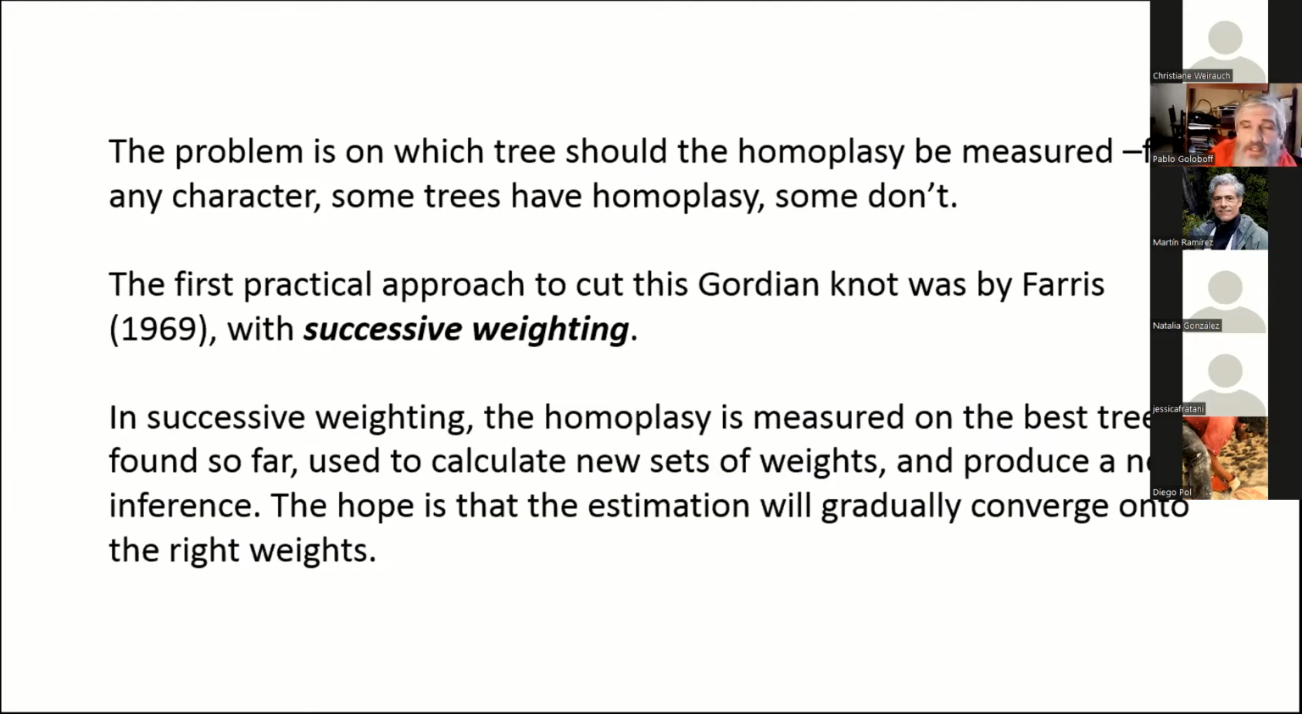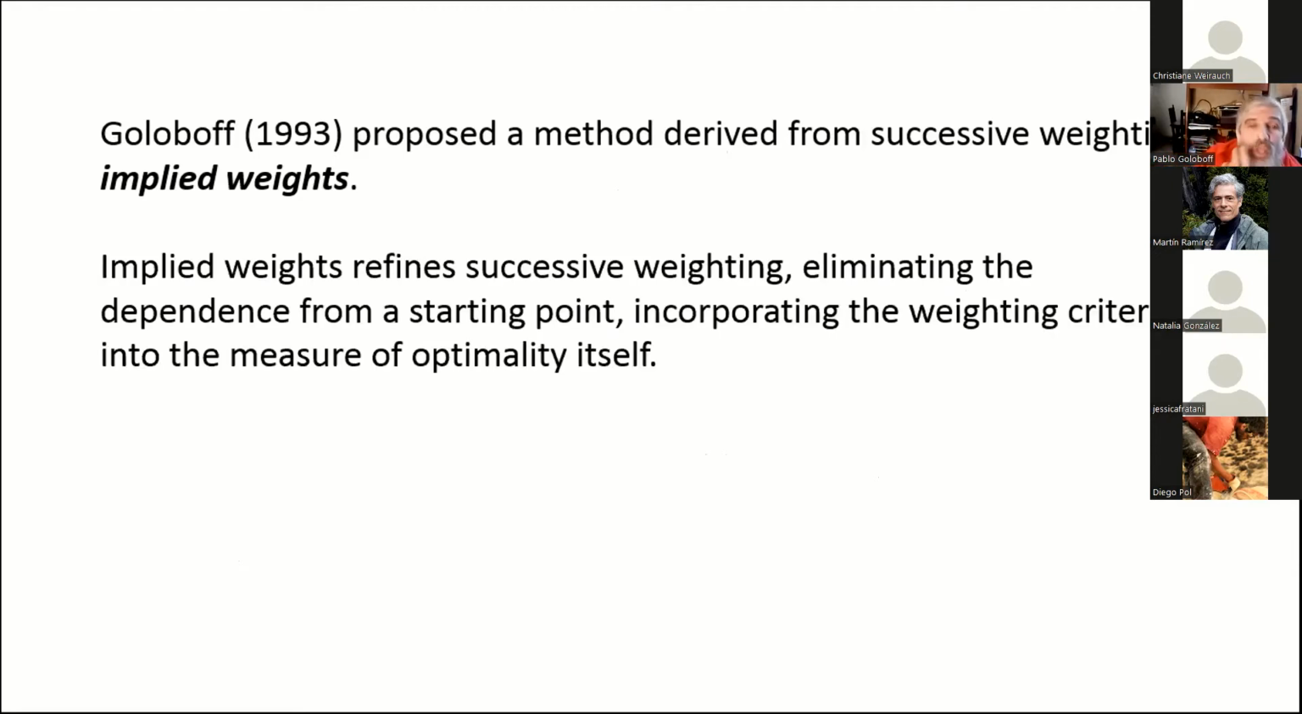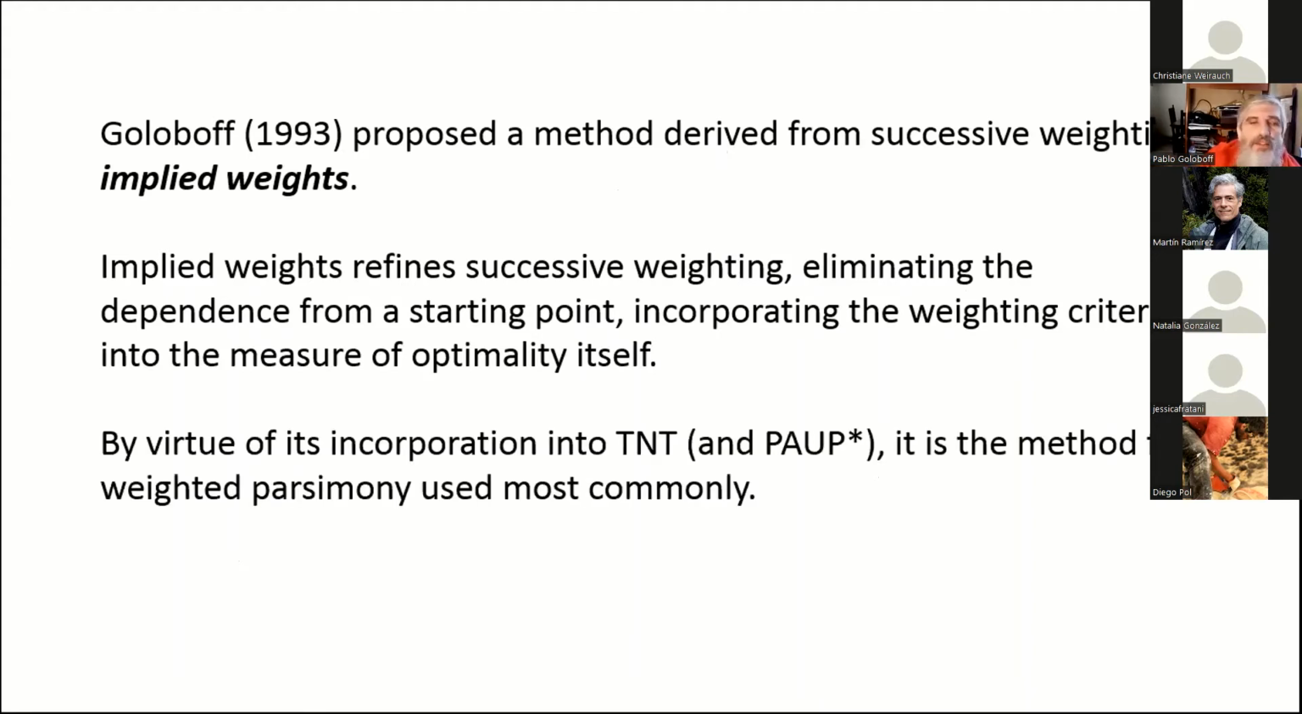In successive weighting, the homoplasy is measured on the best trees found so far, then used to calculate new sets of weights and produce a new inference. The hope is that the estimation will gradually converge onto the right weights. In 1993, I proposed a method derived from successive weighting, which I call implied weights. Implied weights refine successive weighting, eliminating the dependence from a starting point and incorporating the weighting criterion into the measure of optimality itself. And it's the method for weighting parsimony used most commonly today.